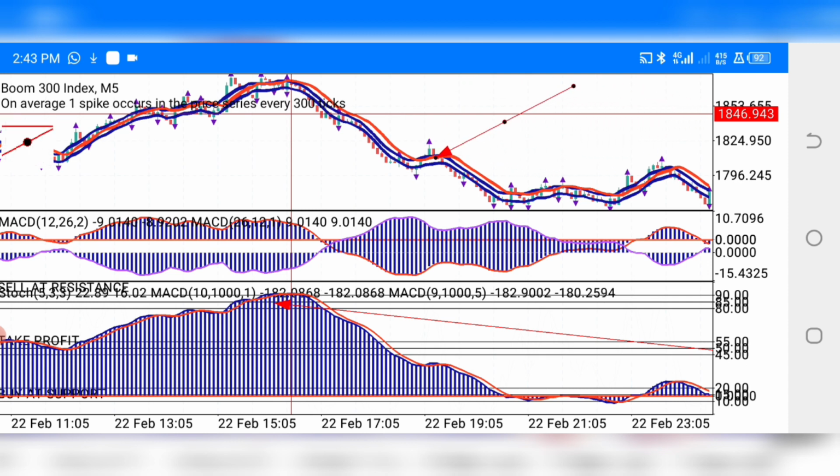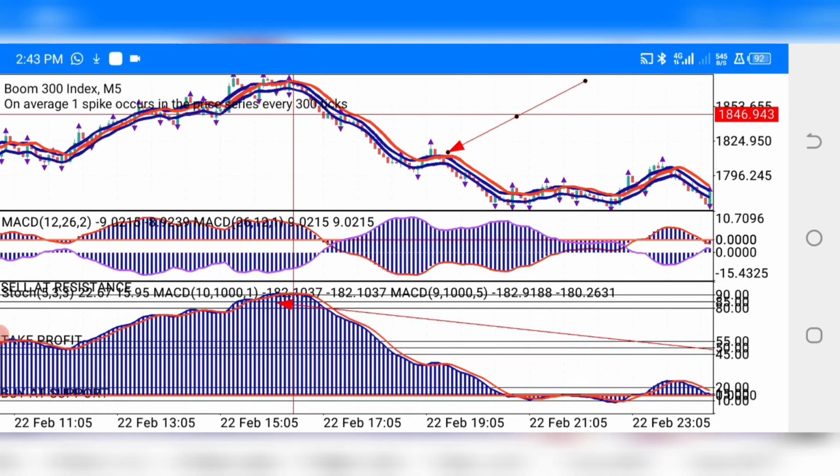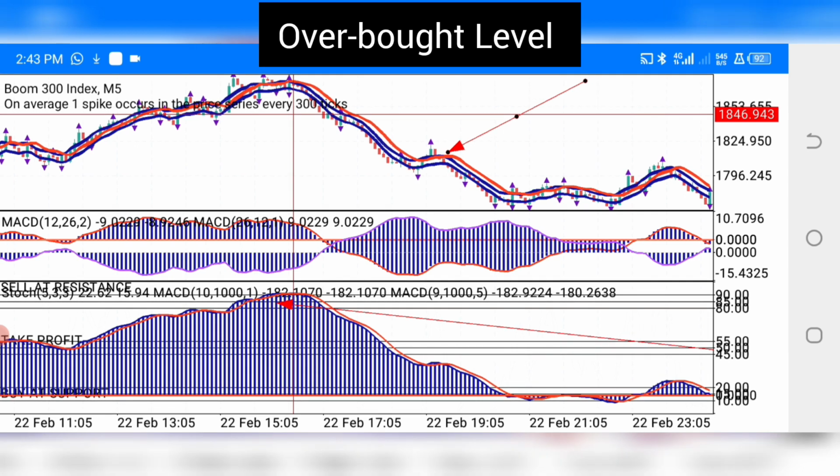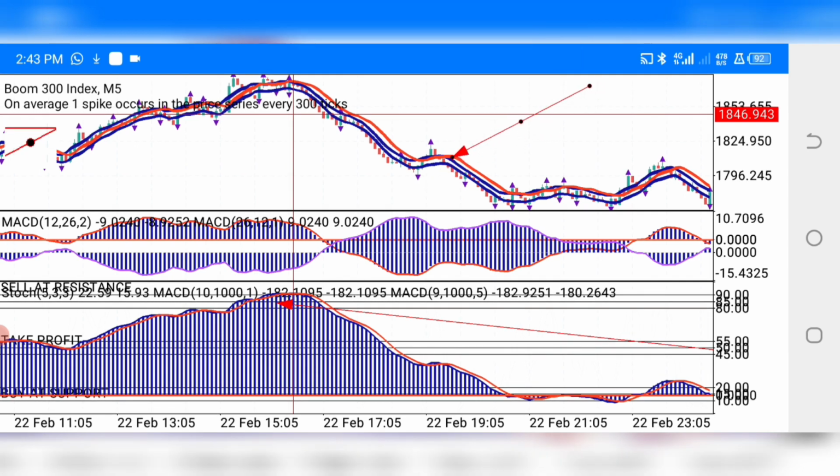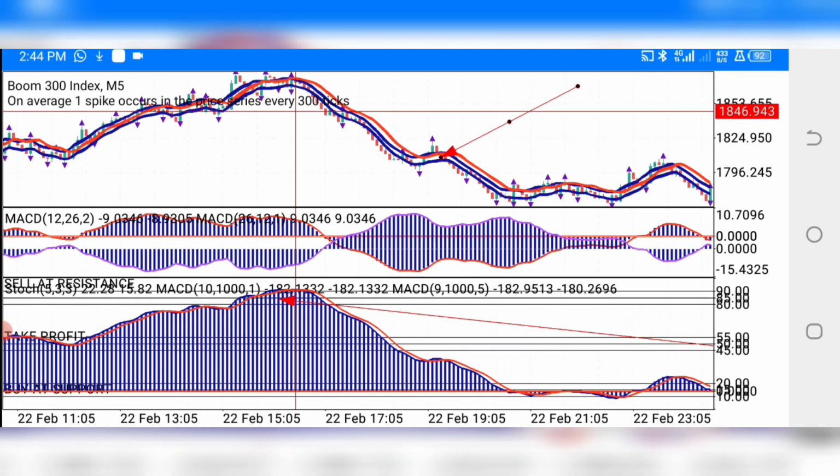So the first confirmation, remember, is that you must allow the market to move to the overbought level in your 30 minutes, 1 hour or 4 hours time frame, depending on the time frame you're using.